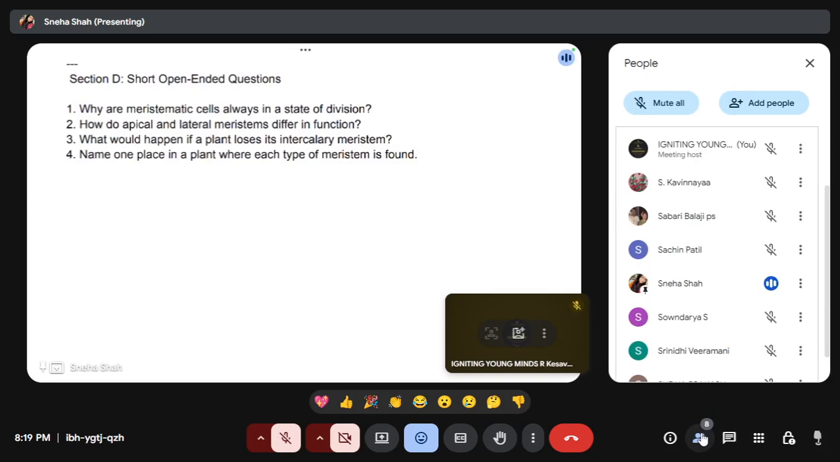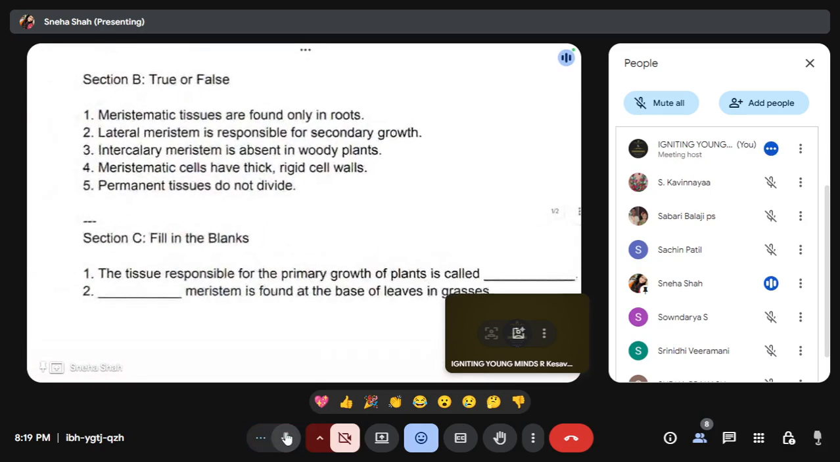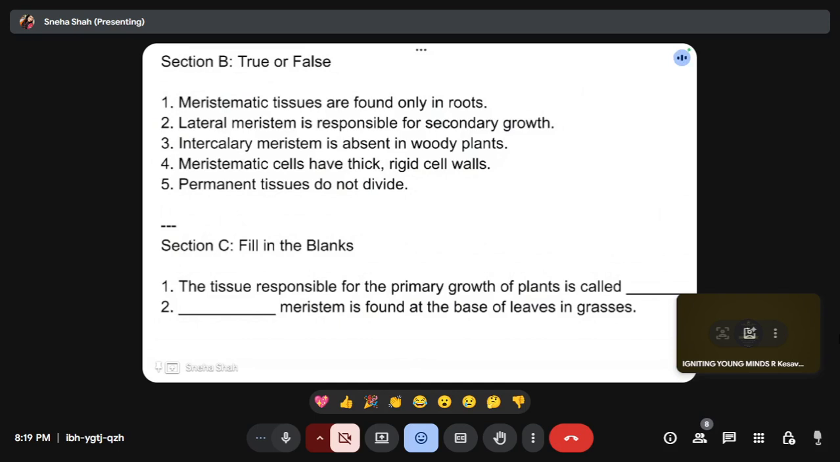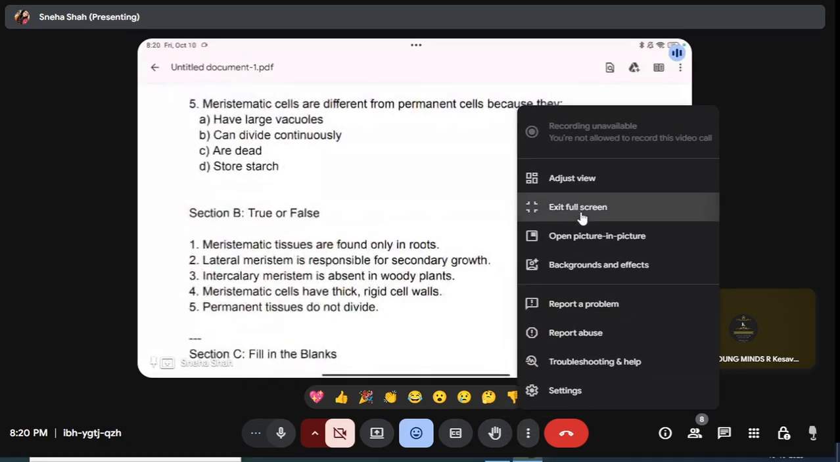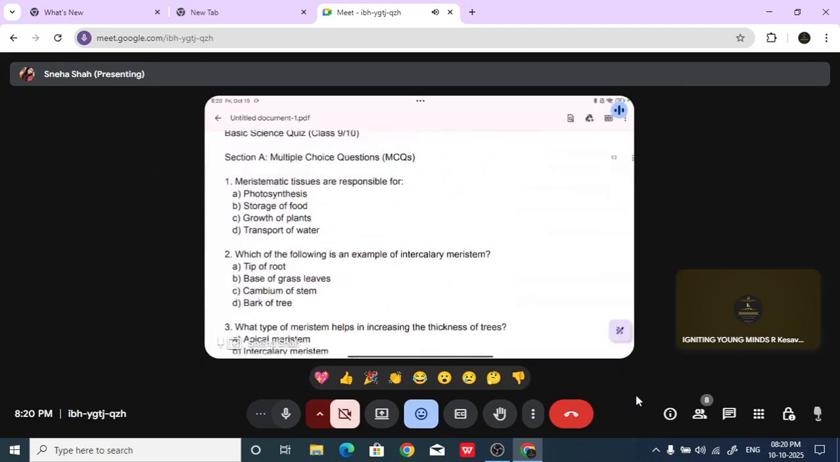So that's all for today. What I would like you to do is I simply asked you one question. Go ahead and find out in which plants intercalary meristem is absent and why it is not needed in such plants. I will be sharing the presentation as well as this quiz to you all for your reference.